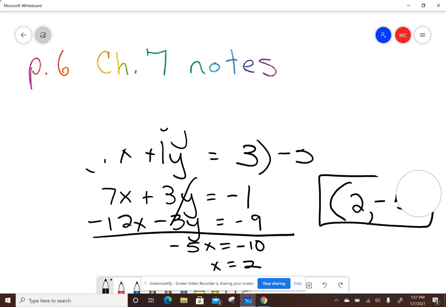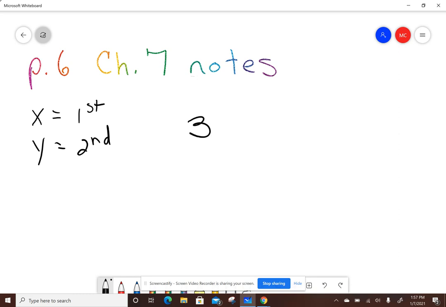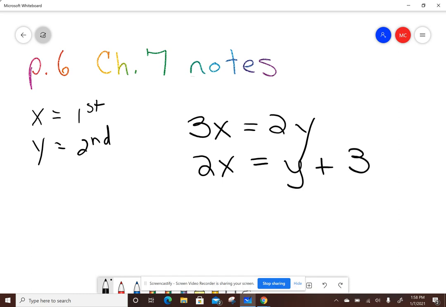Okay. Now, let's look at this word problem. It says 3 times one number equals twice the second. So I let x equal first, y equal second. So 3 times the first equals twice the second. Twice the first is 3 more than the second. Okay, so now I have my 2 equations. I'm going to rearrange them, just put it in somewhat standard form.